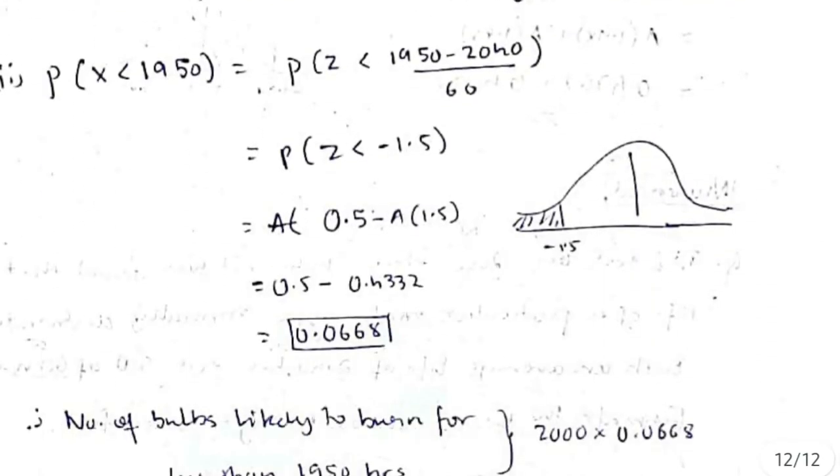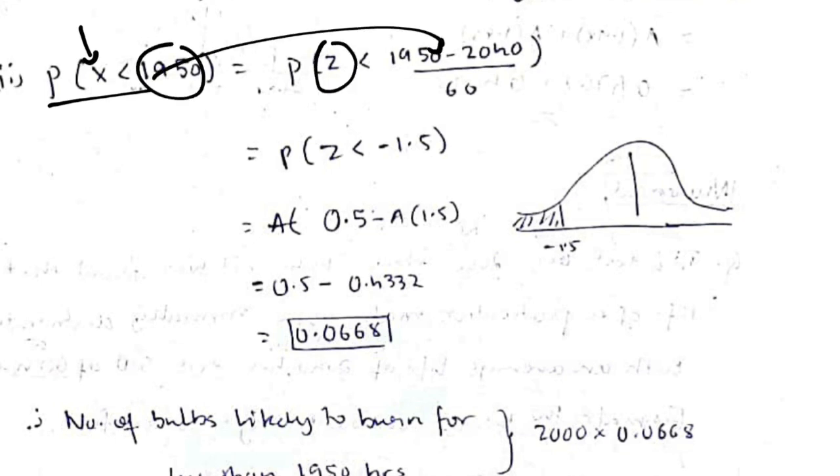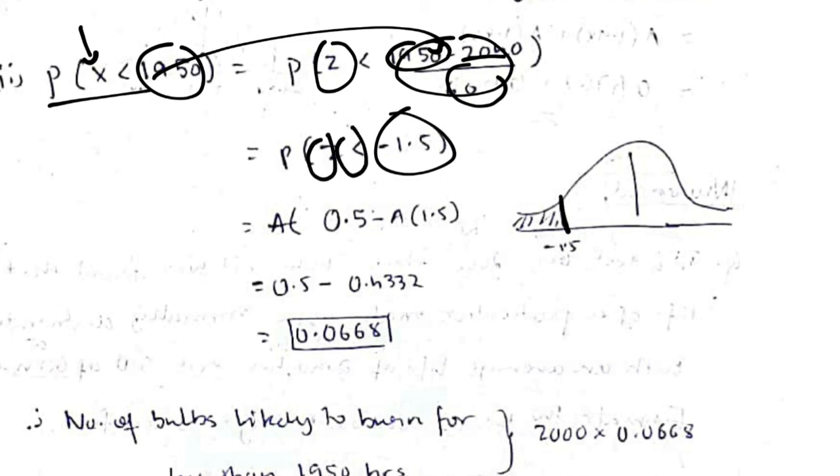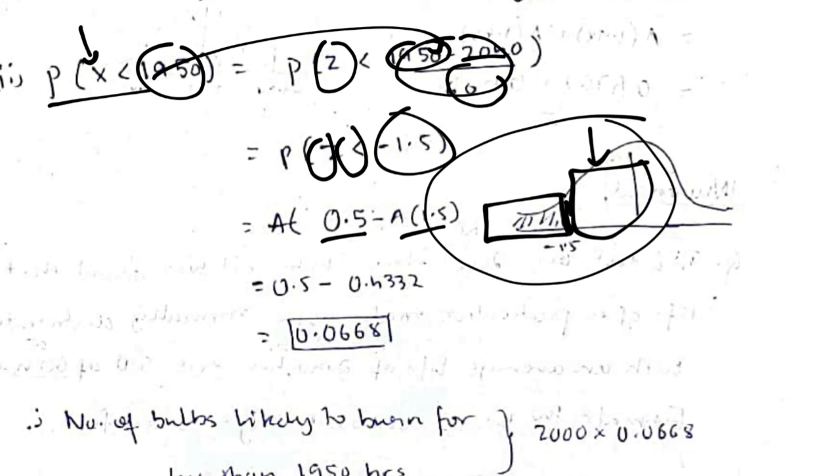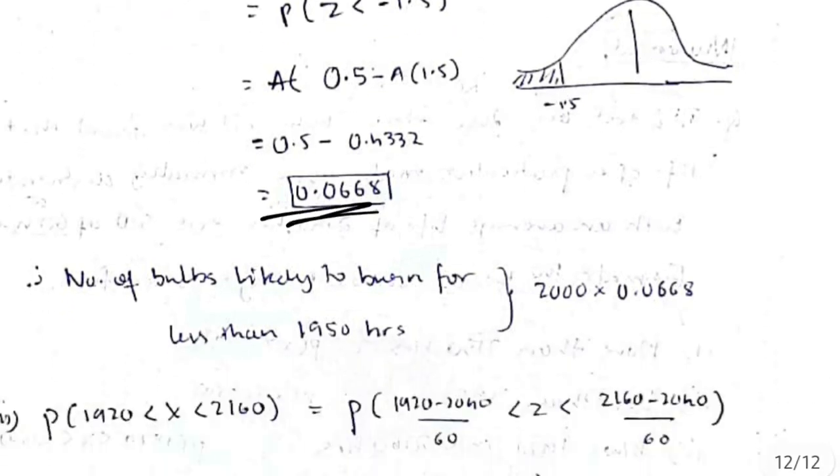Similarly, proceeding to the second question, less than 1950 hours, we will be writing the same thing here. P of X less than 1950. Write Z instead of X, and then substitute 1950 in the formula. We'll get 1950 minus 2040 by 60. Finding that out, we get minus 1.5, which is this point here. You have to find Z less than minus 1.5, which means this area. That will be 0.5 minus A of 1.5. So 0.5 minus A of 1.5 will give me this area, which is 0.0668. Finally, I will be multiplying the probability with the total number of bulbs.